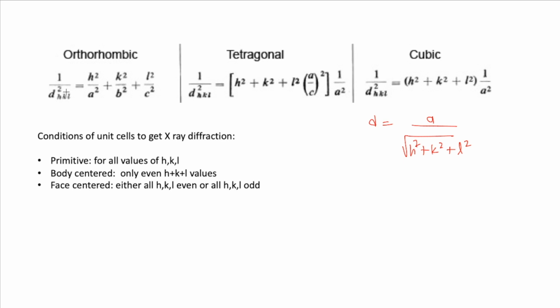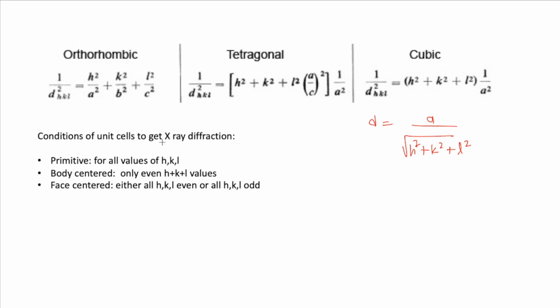If the system is orthorhombic, you use this formula: 1 upon d square is equal to h square upon a square plus k square upon b square plus l square upon c square. In the tetragonal system, it is 1 upon d square is equal to h square plus k square plus l square into a upon c whole square into 1 upon a square.